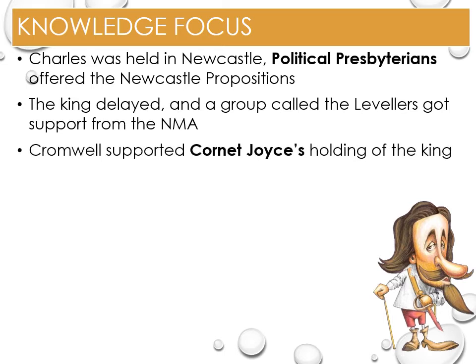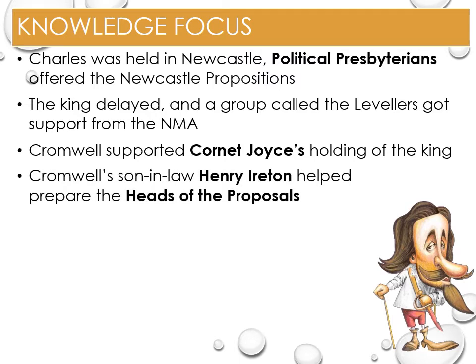By June 1647, the king had not reached an agreement with Parliament, so a troop of soldiers, led by Cornet Joyce, took the king into the army's hands. By August 1647, the army presented the king with the Heads of Proposals drafted by Henry Ireton, which was the army's basis of a fair settlement with the king. It was a softer offer than the Newcastle propositions.